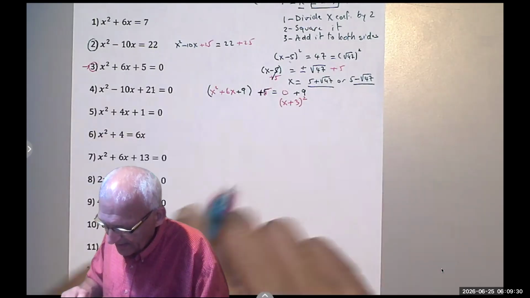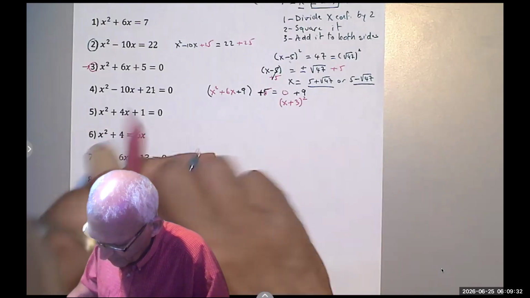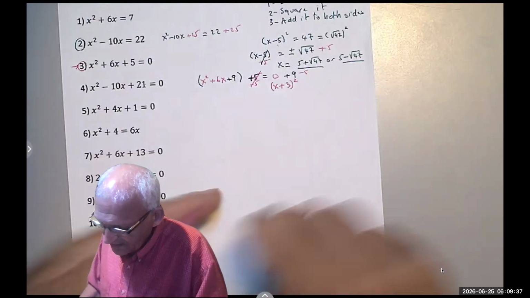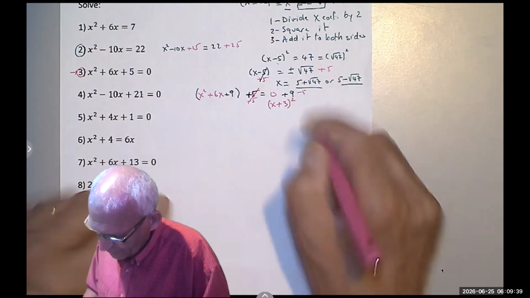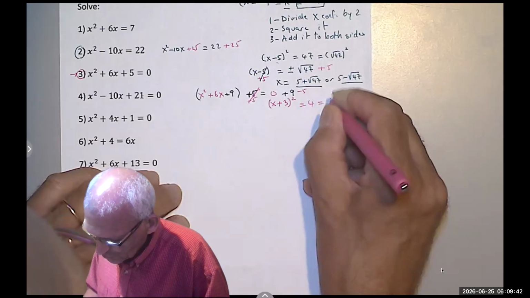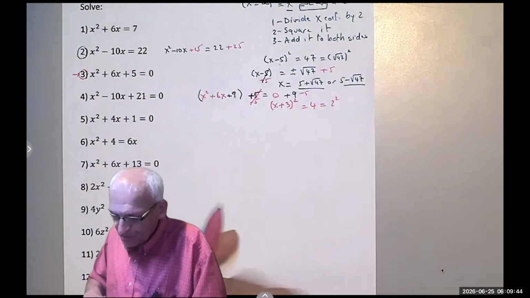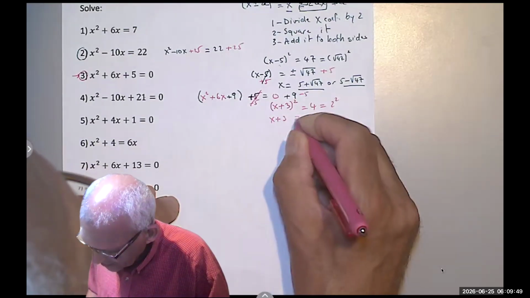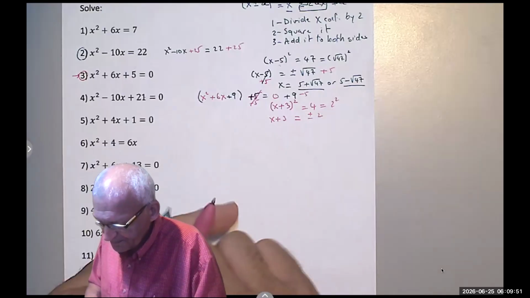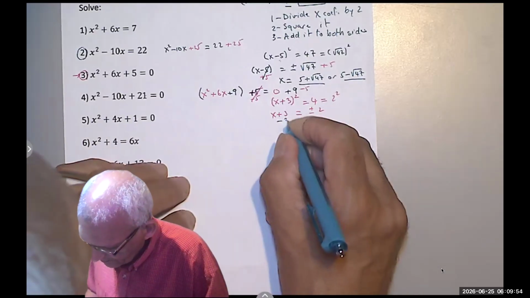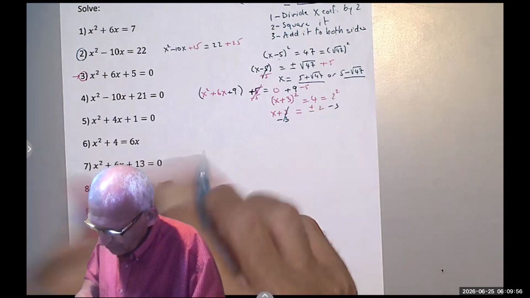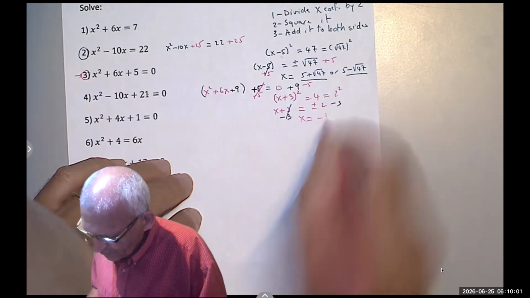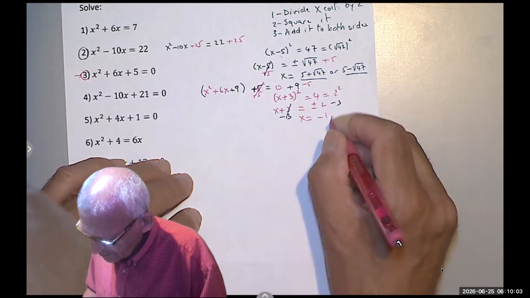And now I will have to subtract 5 from both sides, right? Minus 5, minus 5. So I get 9 minus 5 equals 4, which is 2 squared. So when I take the square root of both sides, I will get x plus 3 equals plus or minus 2. Subtracting 3 from both sides will give me x equals 2 minus 3, which is negative 1, or negative 2 minus 3, which is negative 5.